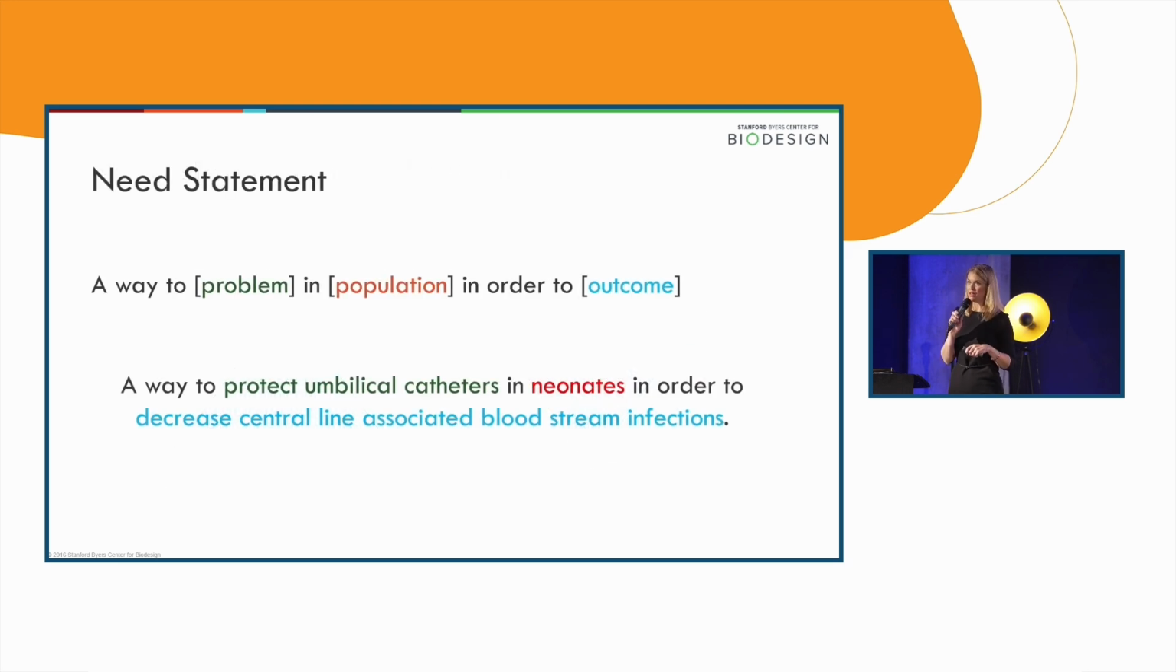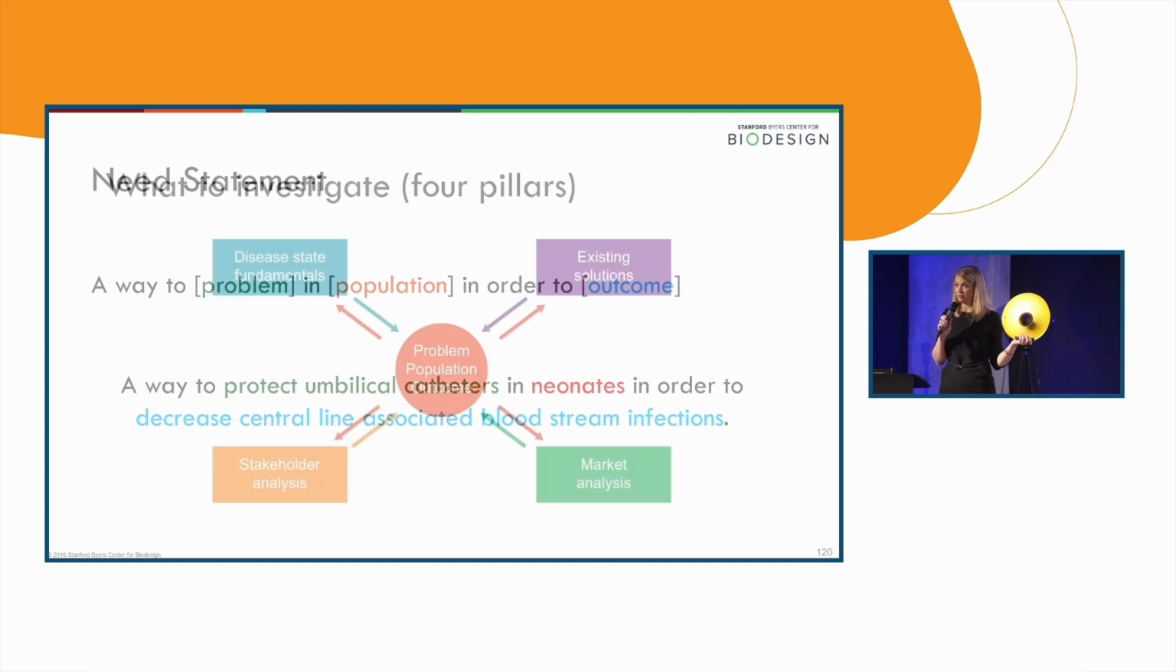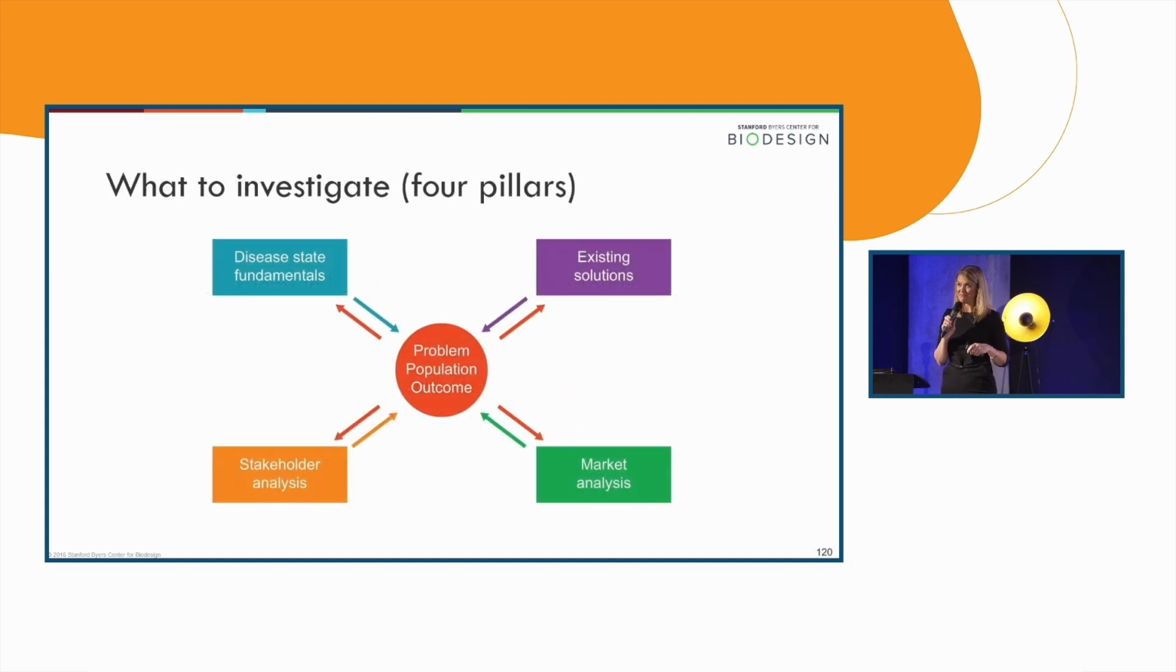So this company came up with a way, this is their first one, before they met me, a way to protect umbilical catheters in neonates in order to decrease CLABSIs, or central line associated bloodstream infections. Sounds good, right? You've got a problem, population, outcome, they're related, and you're trying to do something that's pretty impactful. There's a problem with it, but we'll get to that.